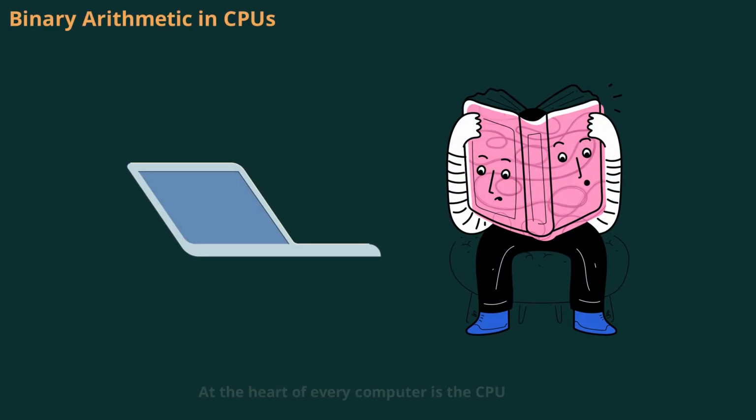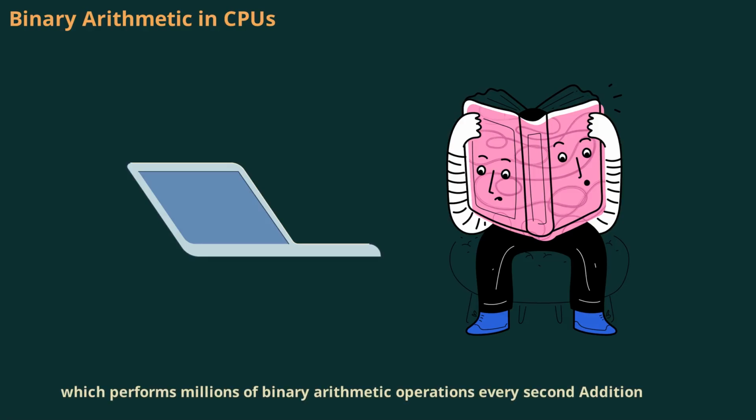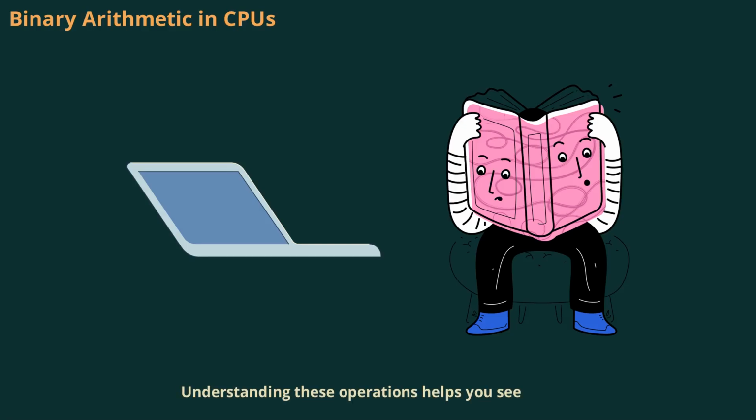At the heart of every computer is the CPU, which performs millions of binary arithmetic operations every second. Addition, subtraction, multiplication, and division are all done in binary. Understanding these operations helps you see how computers execute programs and solve problems.